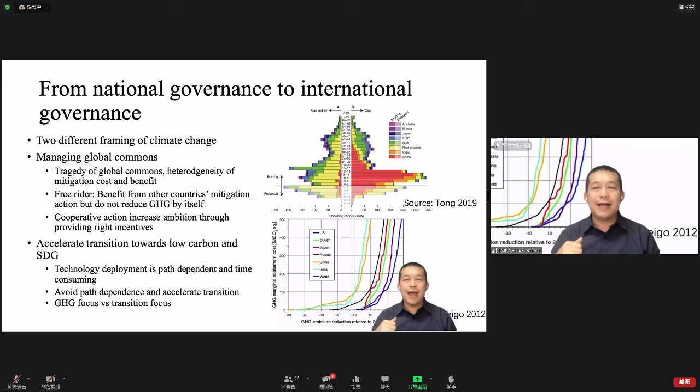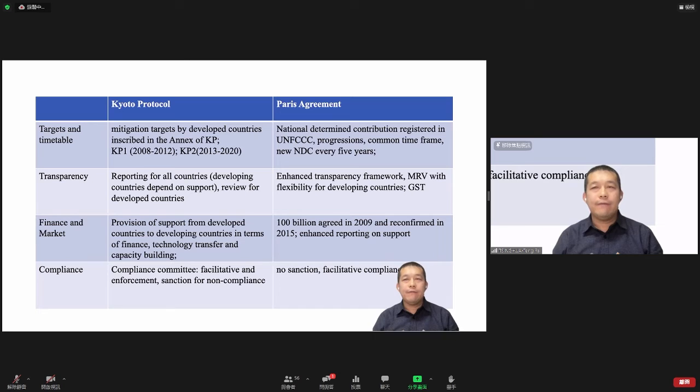And to accelerate the transition also means you need to provide the means of the transition, in terms of providing finance and technology, to make that low carbon transition happen as soon as possible. And those two different framings have implications for international governance, and also for how we agree, using different agreements, to reduce our emissions. The old thinking is generally exemplified by the Kyoto Protocol. And a new type of example is the Paris Agreement.